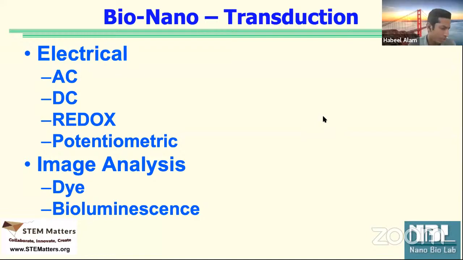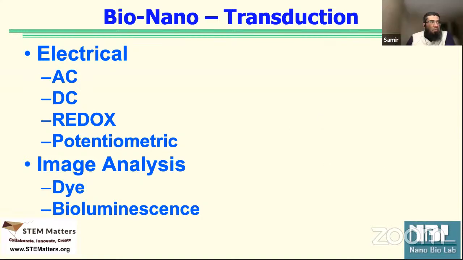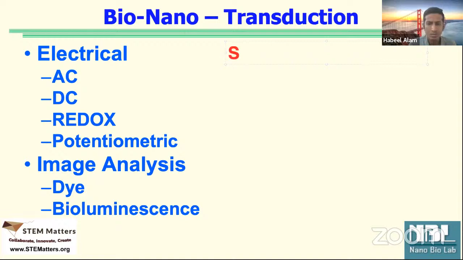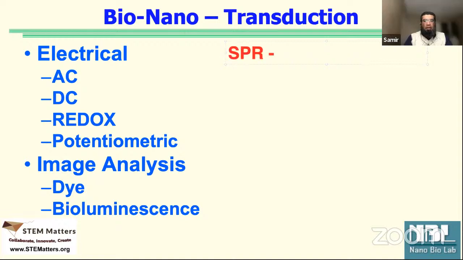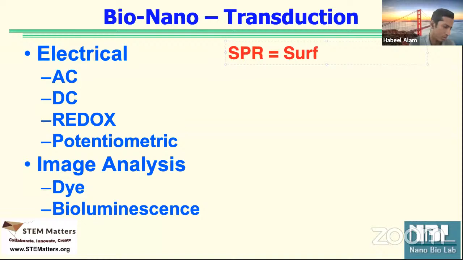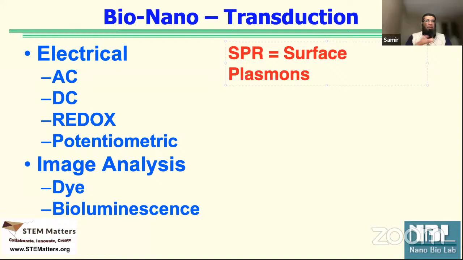Sir, Habib. Can you re-explain the concept of surface plasma? You said surface something plasma, like surface electromagnetic waves. Can you re-explain that, sir? Right. So I'm talking about what is called, let me write it down, SPR, or surface plasma resonance. And R is for resonance.